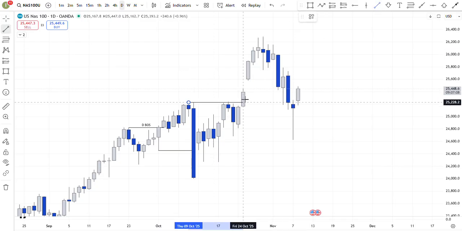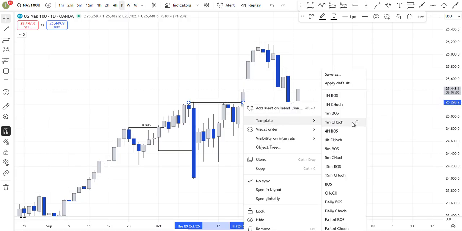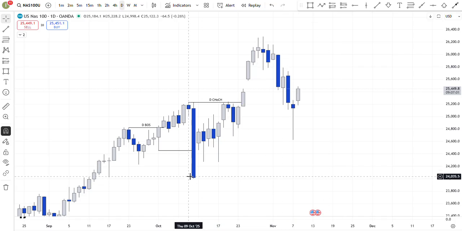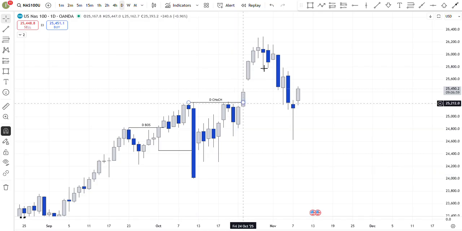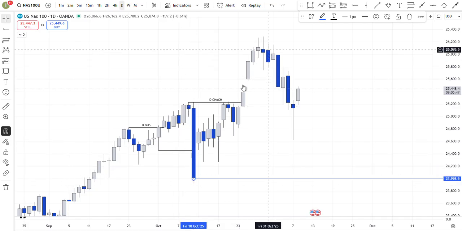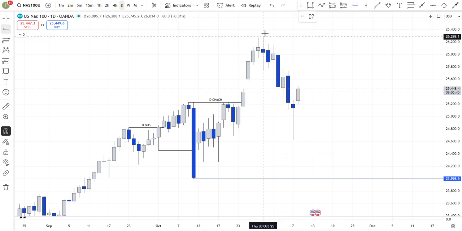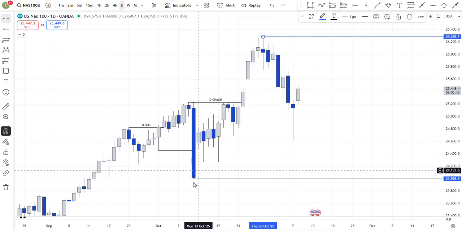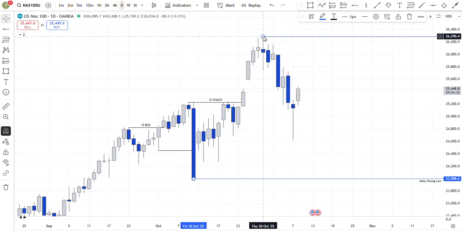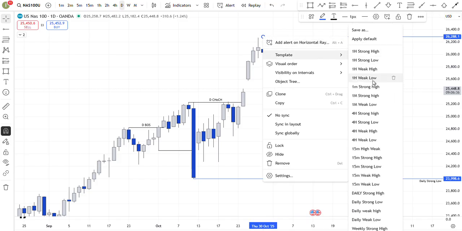So I'll draw this across, and we have our daily change of character. So we had a low that made a higher high, came back down. This is our strong daily low. Now this is a massive range here, thousands of points in play on that one, but that's how we have to define it within this range. So this is our current daily trading range. So we have our strong low, daily strong low here, and our daily weak high.